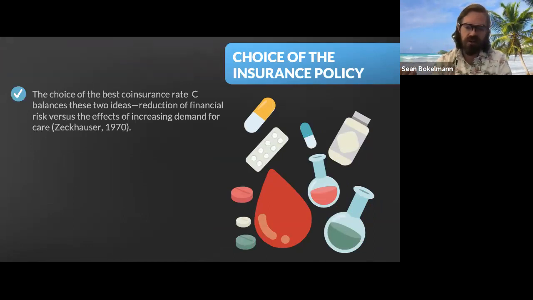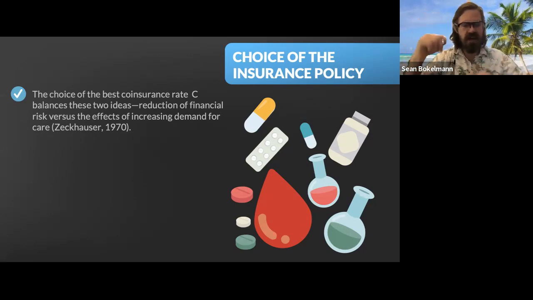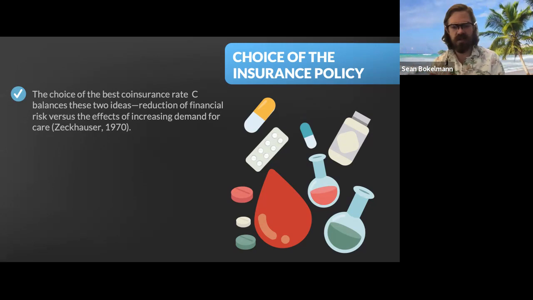So there's a trade-off going on, really, right? That's really what's happening. The consumer's best choice of co-insurance rate balances these two trade-offs, right? They can choose a higher C, which exposes them to more risk, but it has less of an impact on their demand. And vice versa, when you choose a lower co-insurance rate, you are exposed to less risk, but it's going to have a greater impact on your demand for medical care, because you're paying a lower fraction of the costs.